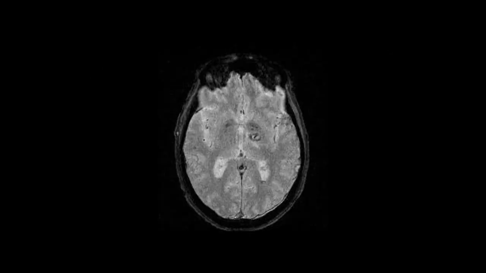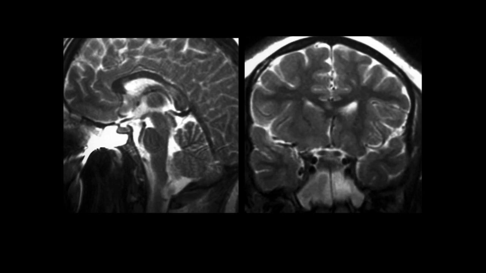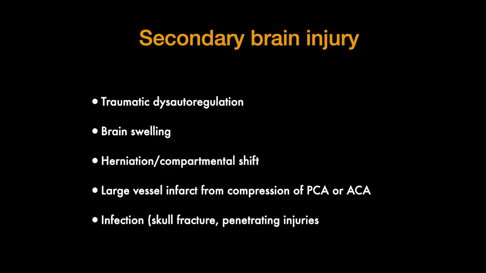Another example of petechial microhemorrhages in diffuse axonal injury. This patient has a callosal contusion or callosal axonal injury, which is easier to see on MRI. You can see there's some high signal in the posterior corpus callosum, both on the sagittal and on the coronal views. So those are the primary brain injuries that we see.